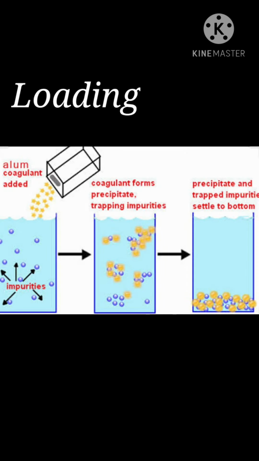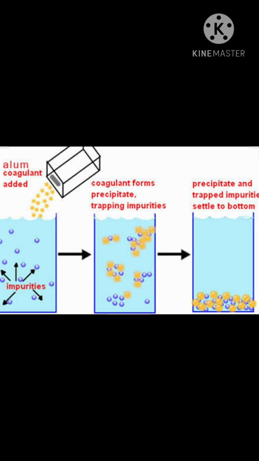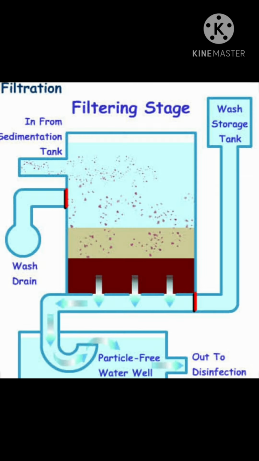Our second method is loading. The process by which the rate of sedimentation is increased due to the addition of chemicals is known as loading. Generally, potash alum is used in the loading tank, by which our sedimentation process will be increased. Okay. The third method is filtration.